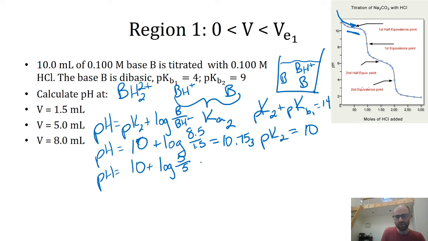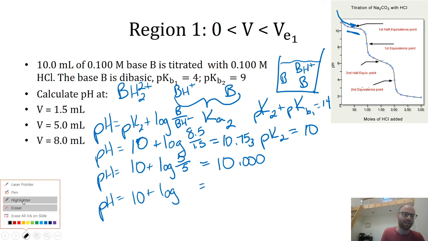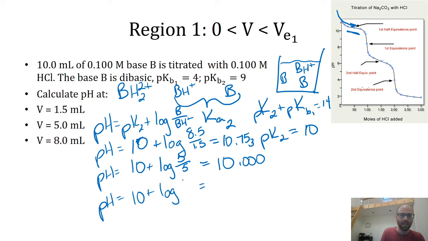5 over 5, and of course that's going to be equal to 10. So again, we're going to see, well, I'll get to that in a second. And then for the third one, pH is equal to 10 plus log of 8 over 2, which, base over acid, no, 2 over 8. See, this is the problem. I trip up with this too, because if I'm not constantly trying to keep it in mind, I will make these mistakes. But obviously we're almost done, so there's more acid, less base.